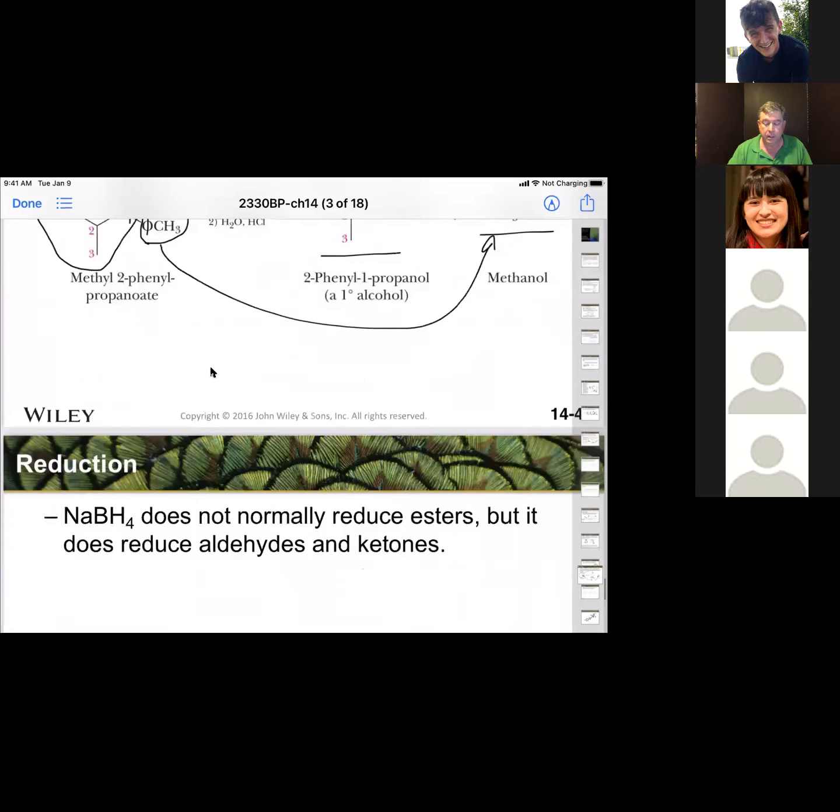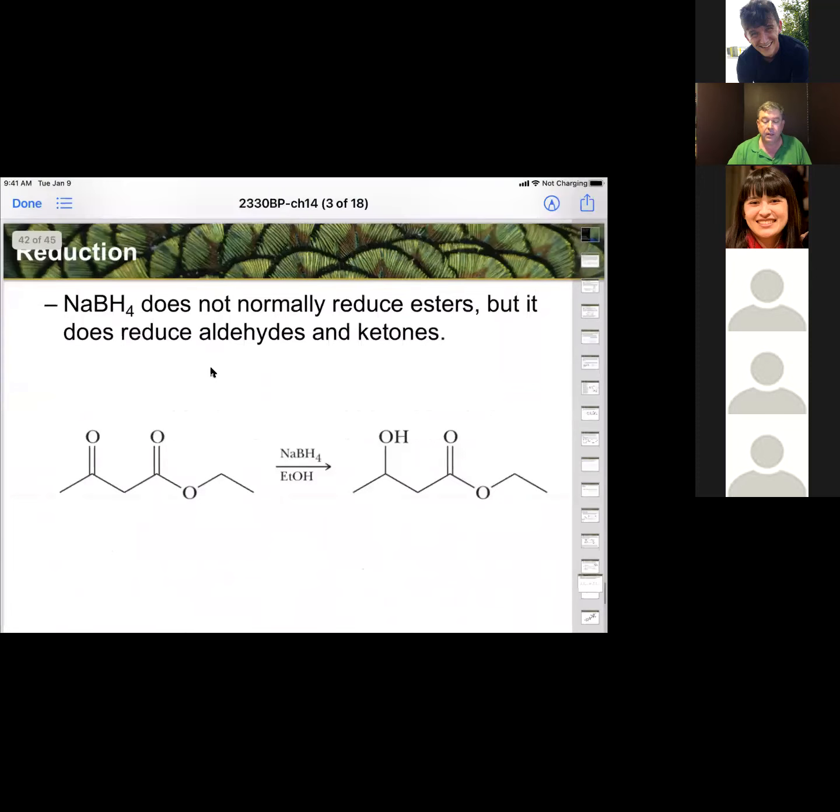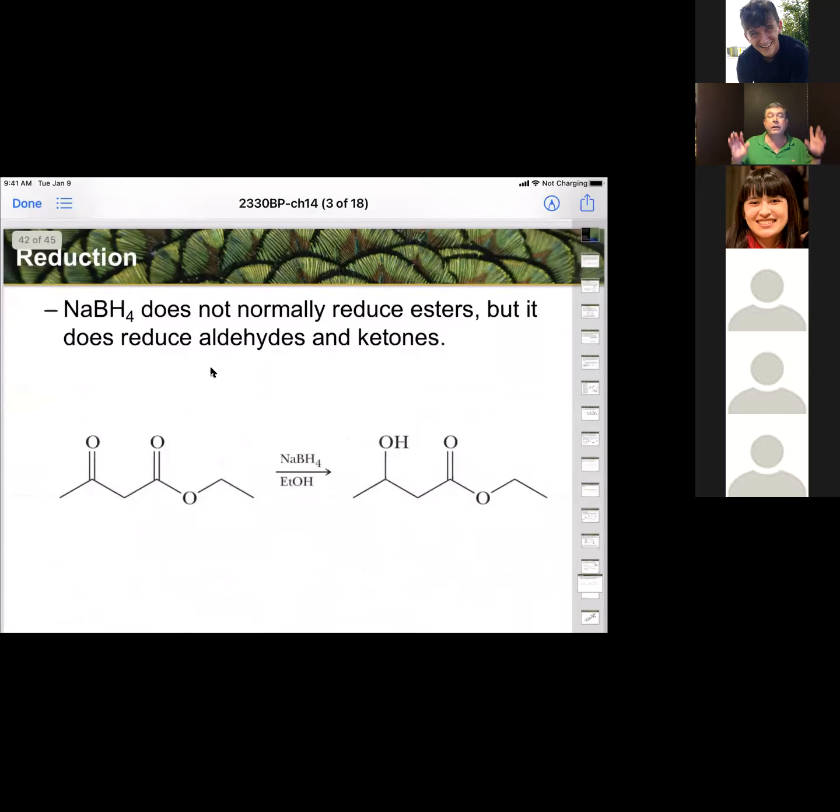Okay. So sodium borohydride is not strong enough to do that, but we can use that to our advantage. What if we had an ester on one side and a ketone on the other? We can selectively reduce the aldehyde or ketone and not touch the ester.